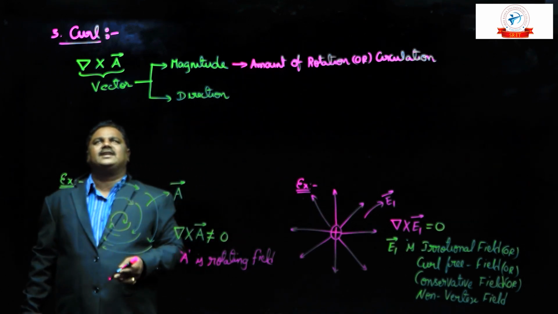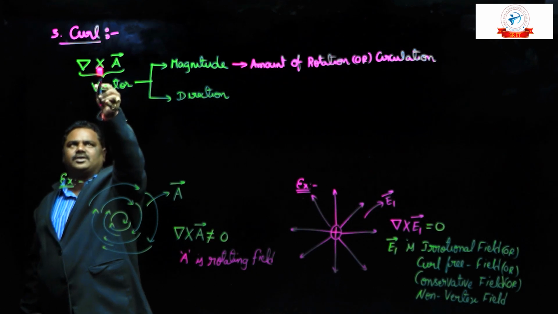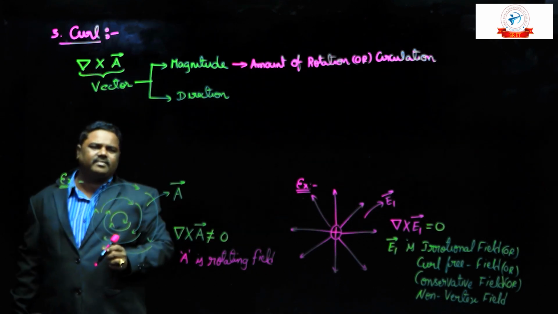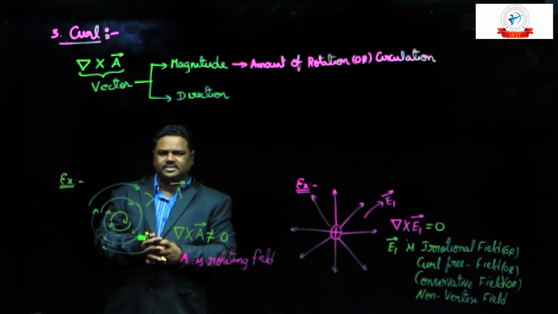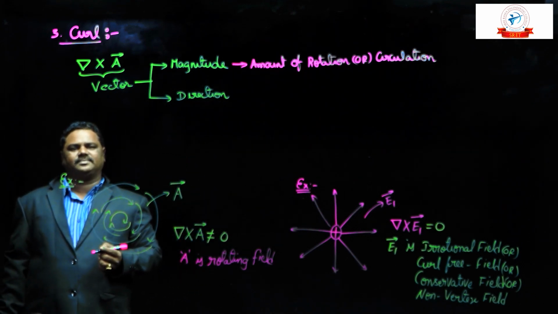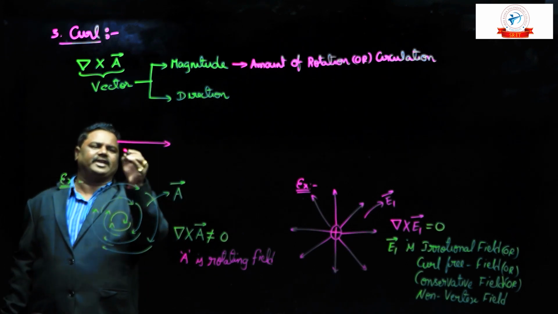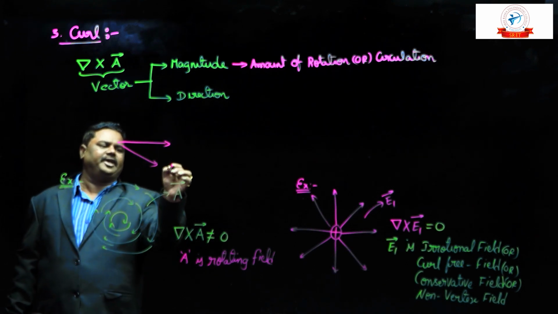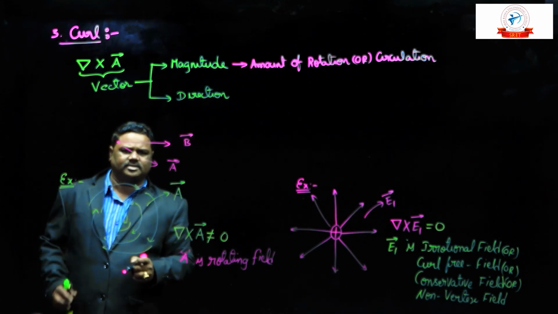If you want to find the curl direction, just observe what is involved in the curl operation. There is a cross product. If you know how to find the direction of a cross product, then you can find the direction of the curl operation. You might already have studied in school days how we find the cross product direction between any two vectors. Whenever we have two vectors, A bar and B bar.